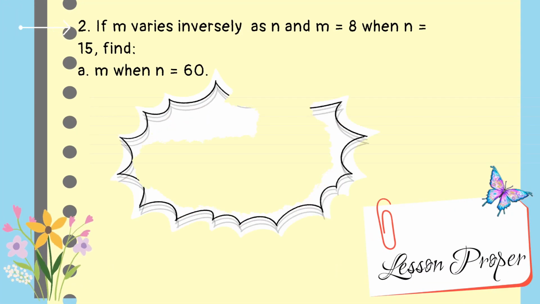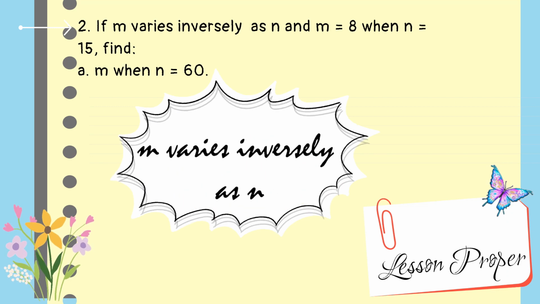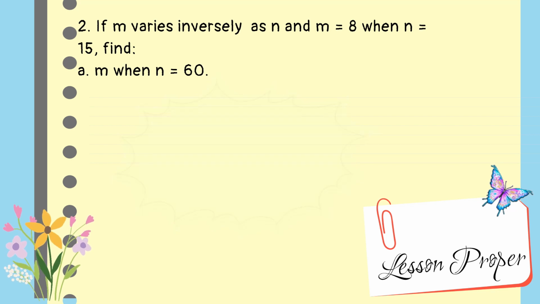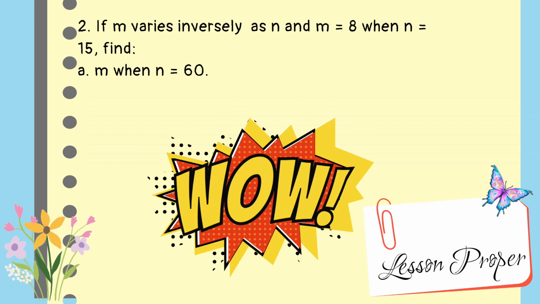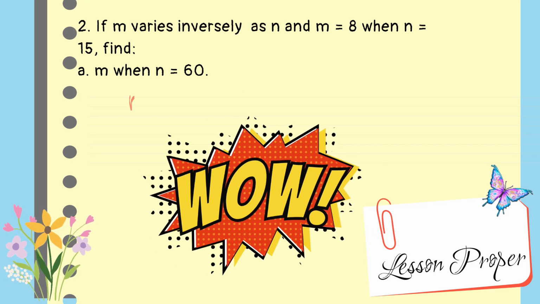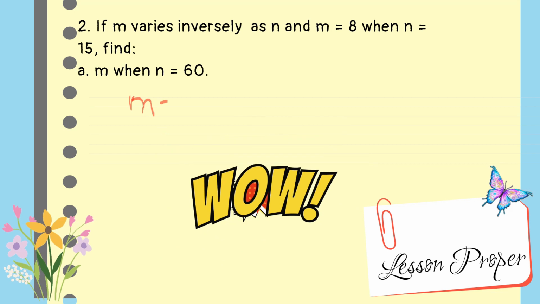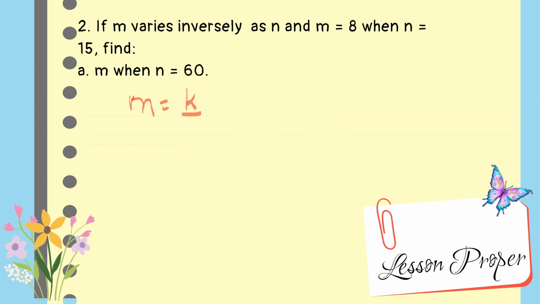Number 2. If m varies inversely as n and m equals 8 when n equals 15, find m when n equals 60. Can you give me the equation of variation? Alright, so m is equal to k over n.